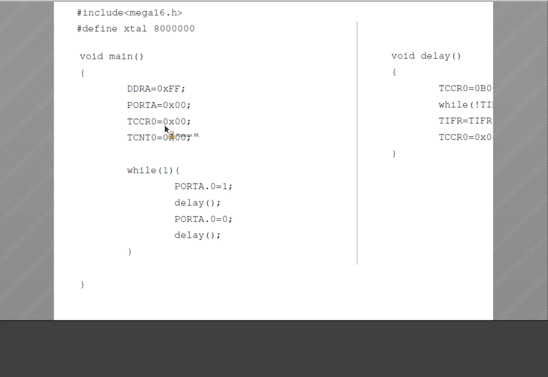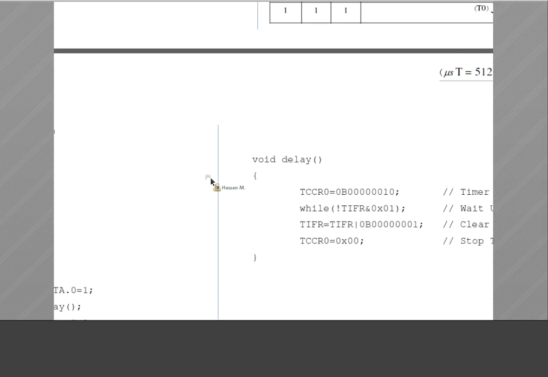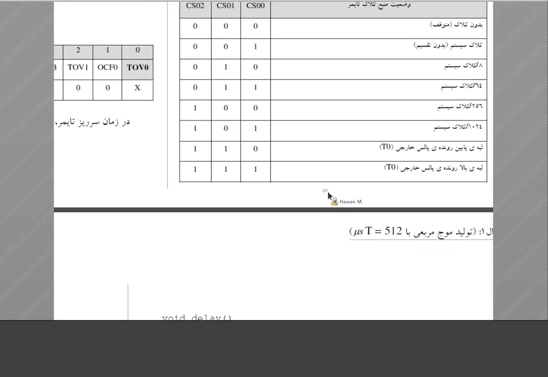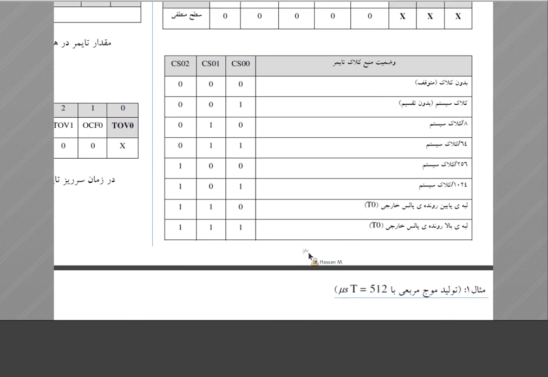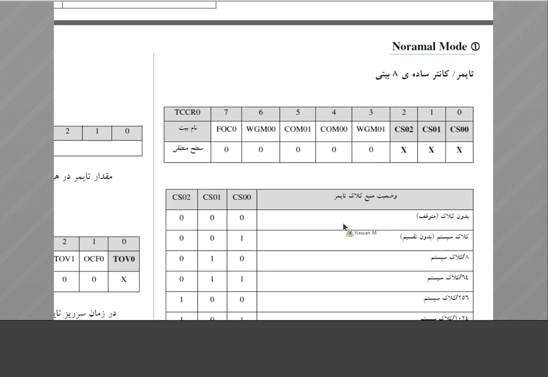The timer counter control register for timer 0 is 00. That means we assigned timer 0 as normal mode. Here 00 means these two bits are 0, and these three bits are 0. What does that mean? That means the timer is stopped. We are in normal mode and the timer is stopped. That's right.